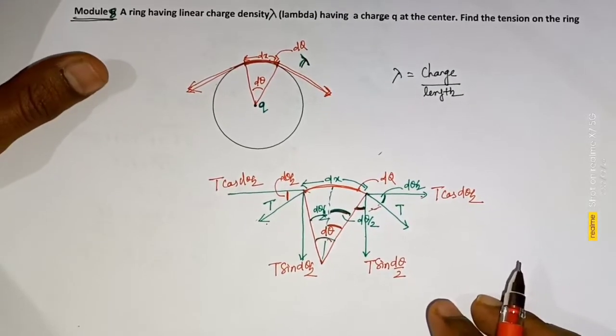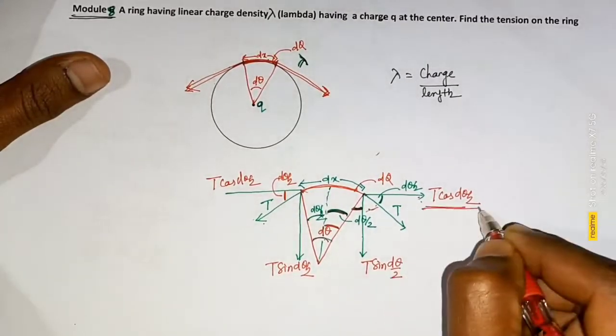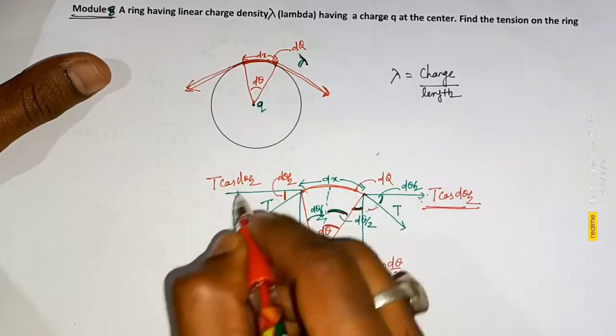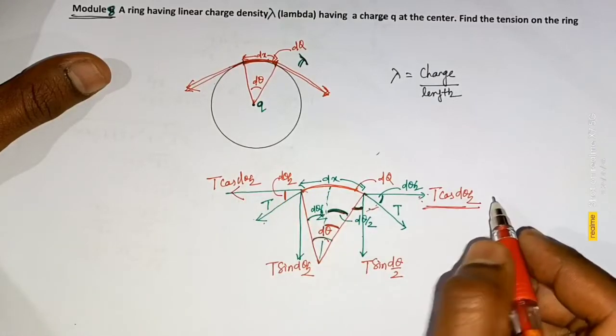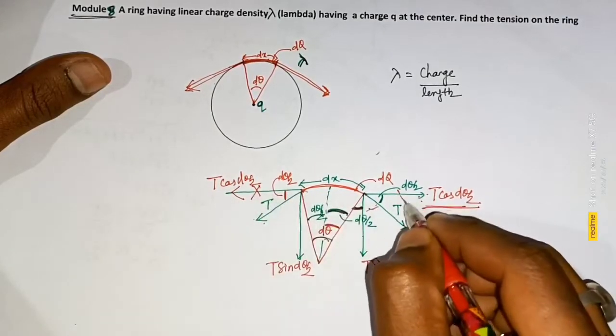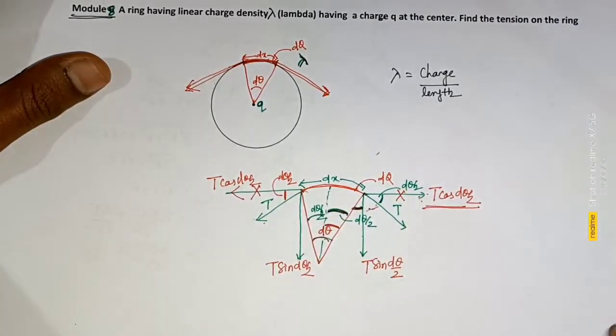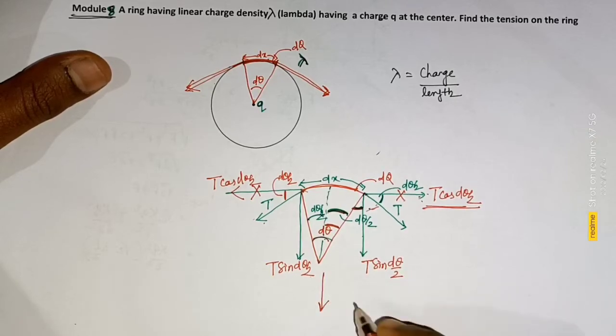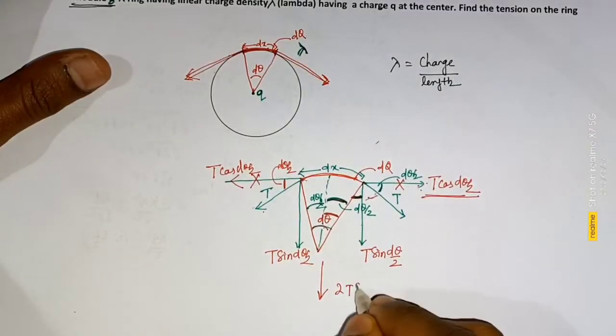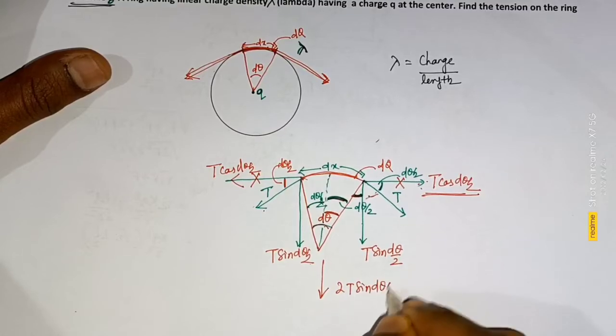If you look carefully, these two components are equal in magnitude but act in opposite directions. So this one and this one cancel each other. So the net is T sin d theta by 2 plus T sin d theta by 2. The net direction is like this. This is 2T sin d theta by 2.